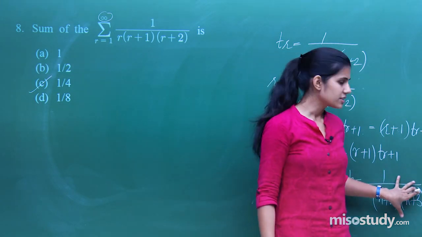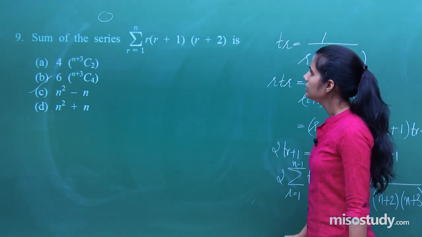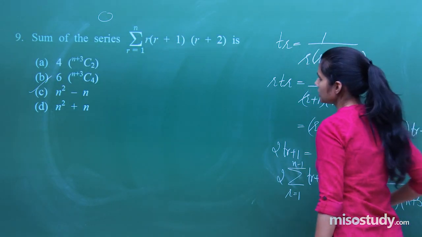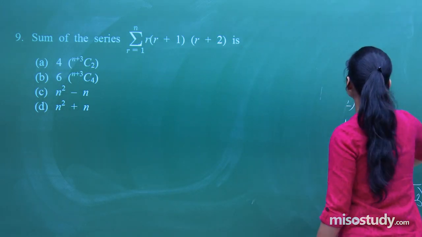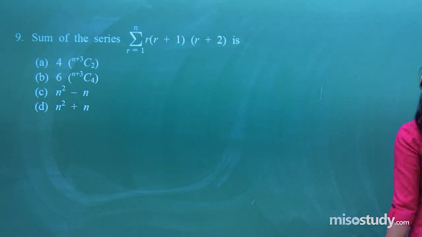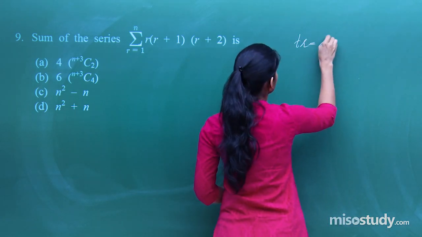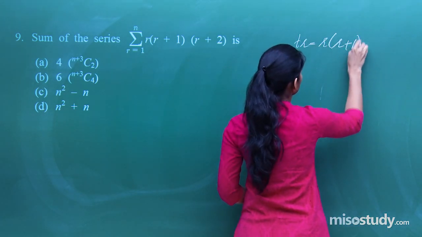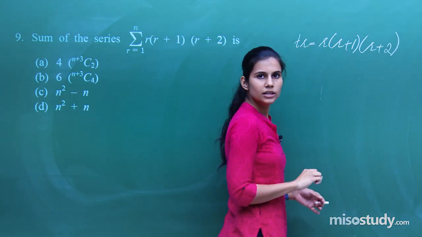So, this term just vanishes. Fine. Next, what is the sum of this series? Let's see. Here, tr is different. The rth term, the general term, is very much different. What is the rth term? It is r into r plus 1, r plus 2, right?